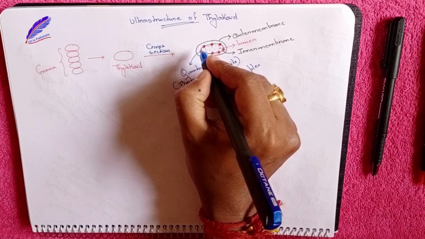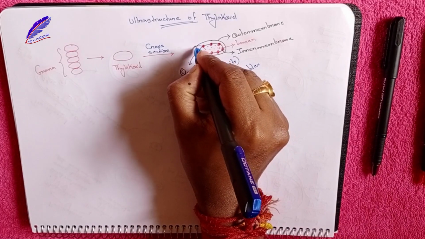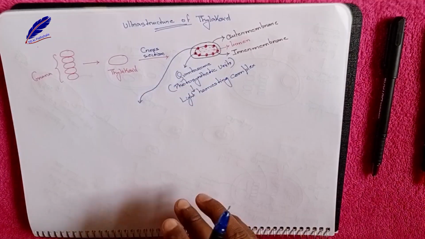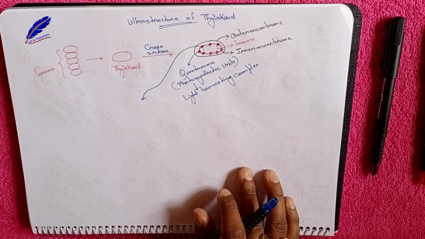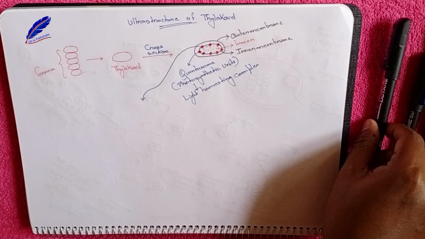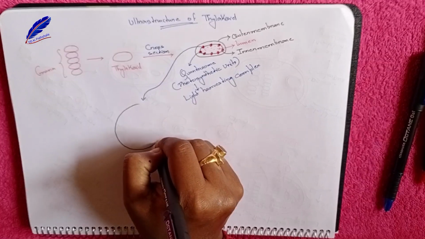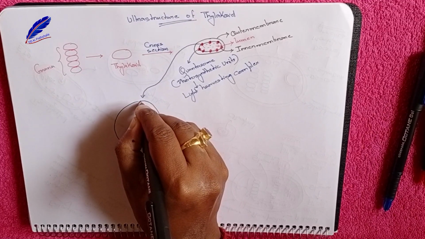Now if we study a single quantasome, then what will we observe? Within a single quantasome there are three distinct layers of pigments.